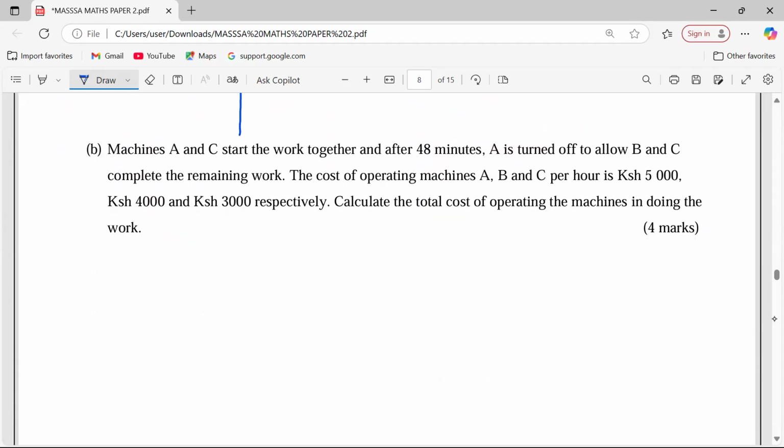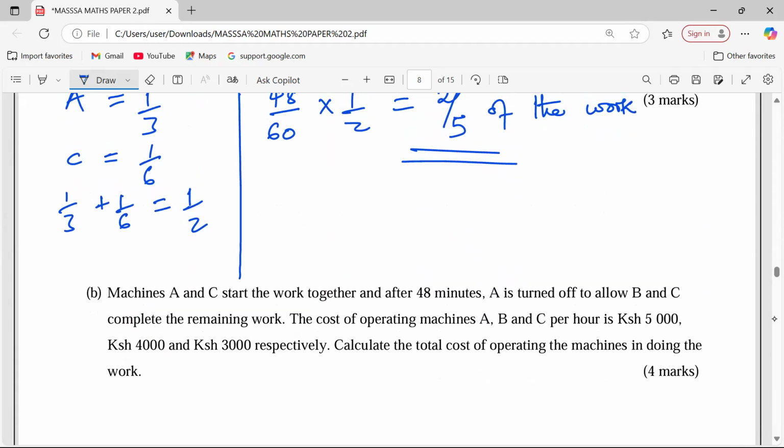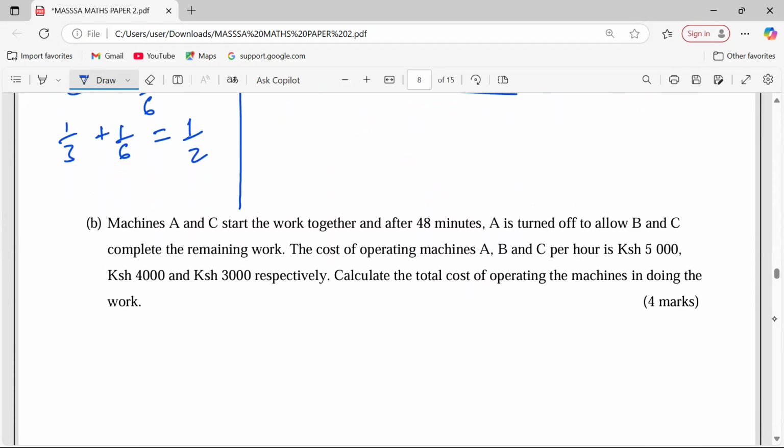Okay, part B now. Look at this interesting question. Machines A and C start the work together, and after 48 minutes, the 48 minutes we were dealing with up there, for the same machines A and C, A is turned off to allow B and C complete the remaining work. The cost of operating machines A, B, and C per hour is 5,000, 4,000, and 3,000 Kenya shillings respectively. Calculate the total cost of operating the machines in doing the work.